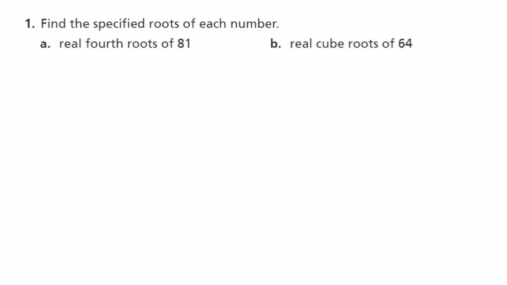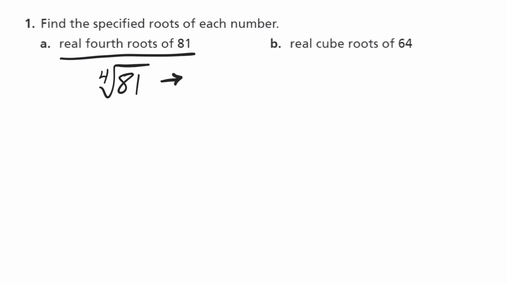What we're supposed to do here is find the specified root for each number. Well, the first one says find the fourth root of 81. Now, there's a few ways we can do fourth roots. A fourth root is the square root of the square root, if that helps you as you go through these. So on this one, I'm going to show you two ways.